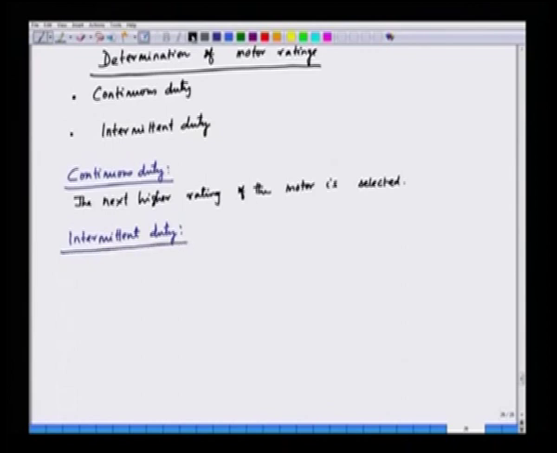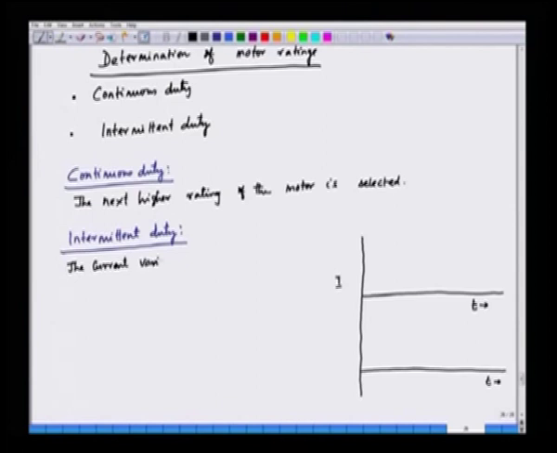So, let us say that we have a motor in which we know the currents. The current is varying like this. For example, we can record the current, and for simplicity let us say the current profile, or the current variation with time, is available, and this variation is given like this.